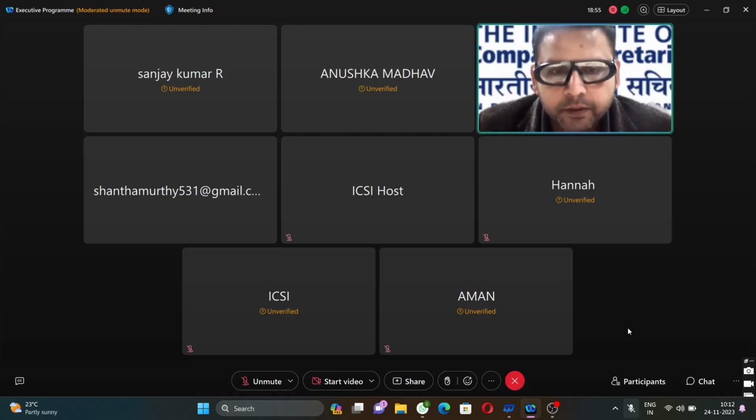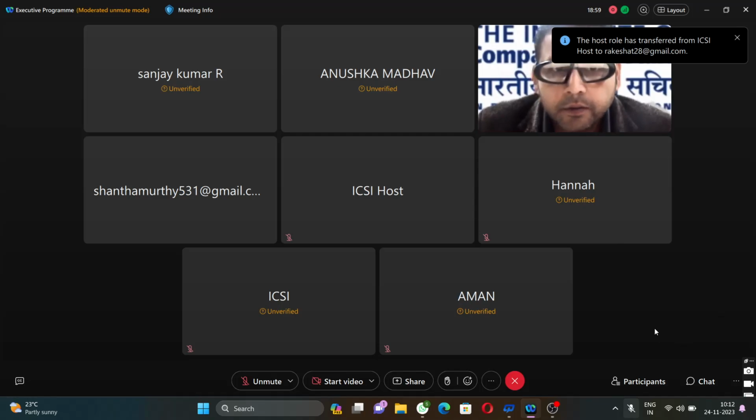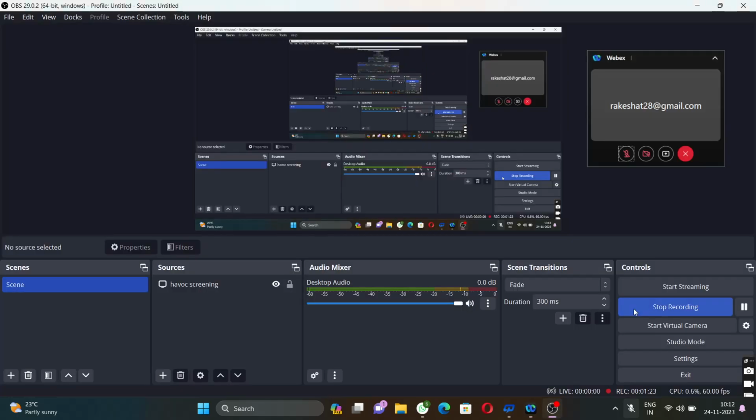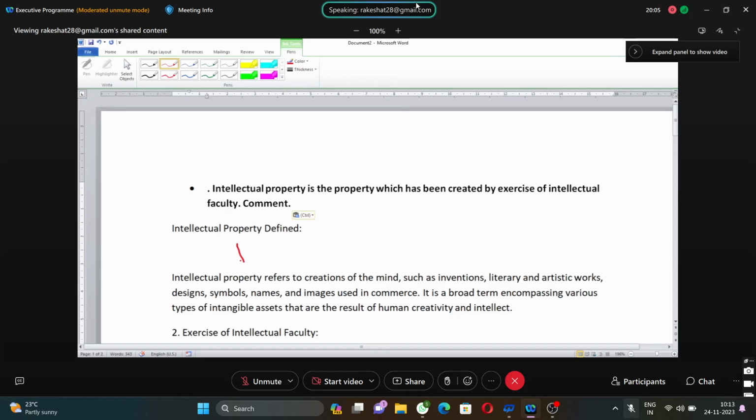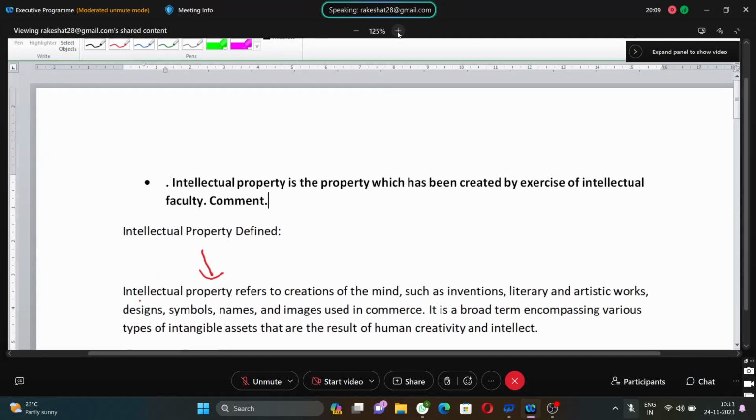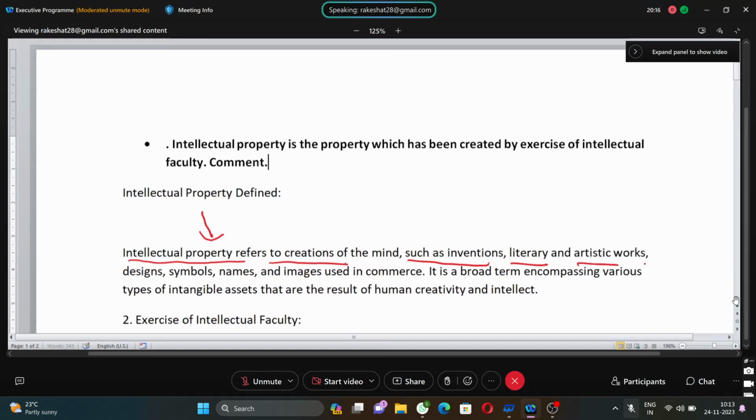So we are going to solve the first question. The question is, comment. Now, first of all, whenever we are going to start the question, we have to define the meaning of intellectual property. So, intellectual property refers to the creation of the mind, such as inventions, literary and artistic works, designs and symbols, names and images used in commerce. It is a broad term encompassing various types of intangible assets that are results of human creativity and intellect. So intellectual property is basically intangible assets, and it is a property which has been created by the intellect of a person.